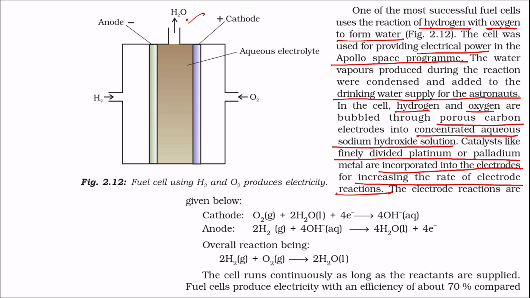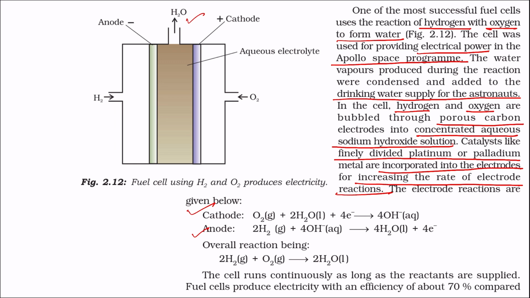Now, the reactions taking place: at the cathode, O2 plus 2H2O plus 4 electrons forming 4OH minus ions. This is the reduction reaction taking place at the cathode. Oxygen is getting reduced. At the anode, 2H2 plus 4OH minus forming 4H2O plus 4 electrons. In this reaction, hydrogen is getting oxidized. So, at the cathode there is reduction of oxygen, and at the anode there is oxidation of hydrogen.